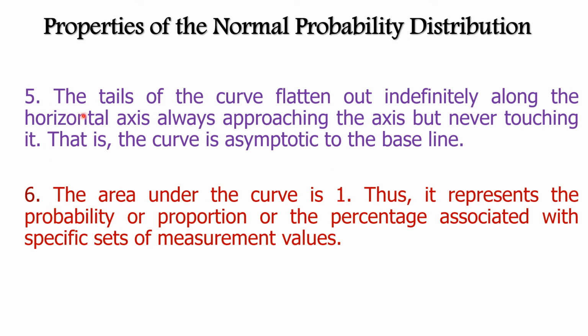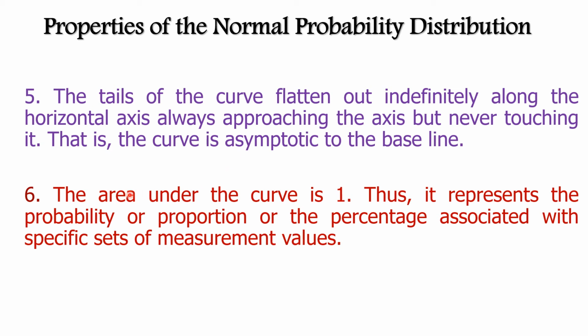So the fifth property, the tails of the curve flatten out indefinitely, or without any bound, without any restriction, that is forever, along the horizontal axis, always approaching the axis but never touching it. That is, the curve is asymptotic to the baseline. So meaning to say, the curve will continue to extend forever. Okay? But it will never touch the x-axis. So, magkikita lang sila, but hindi sila magdidikit kailanman. So, that is the property.